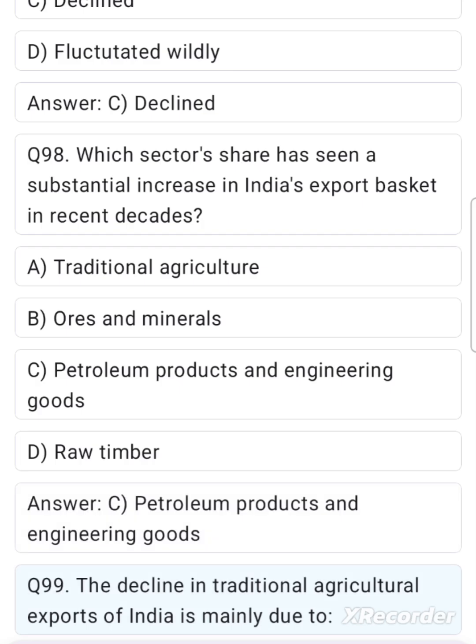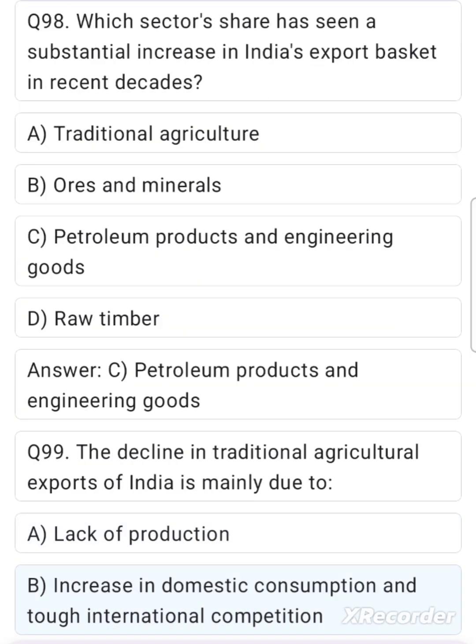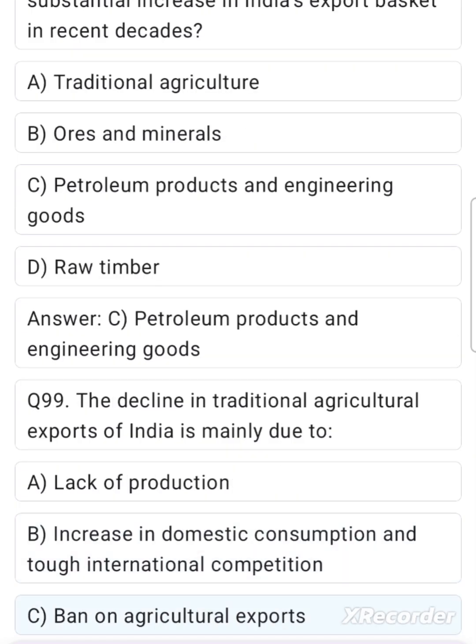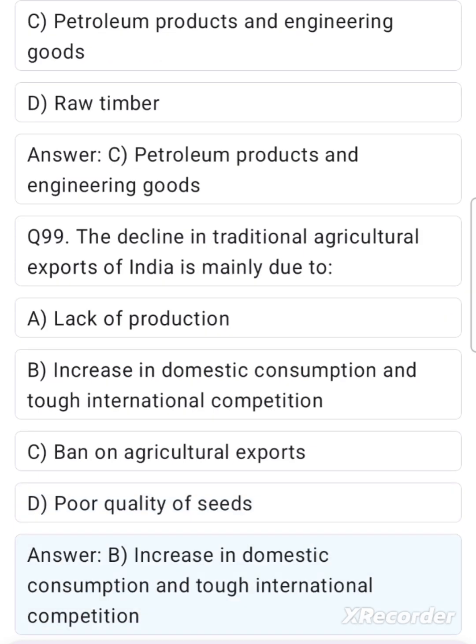Q99. The decline in traditional agricultural exports of India is mainly due to A. Lack of production. B. Increase in domestic consumption and tough international competition. C. Ban on agricultural exports. D. Poor quality of seeds. Answer B. Increase in domestic consumption and tough international competition.